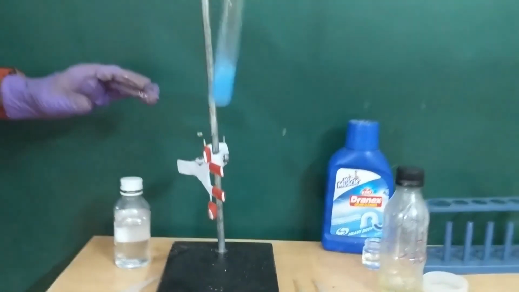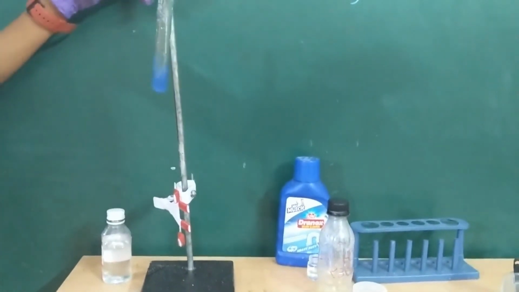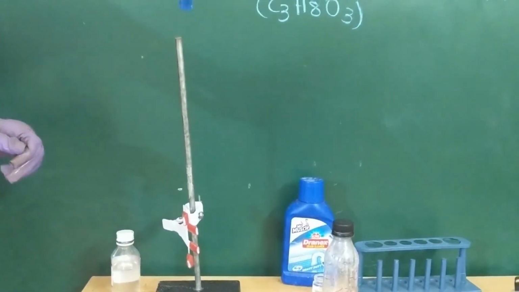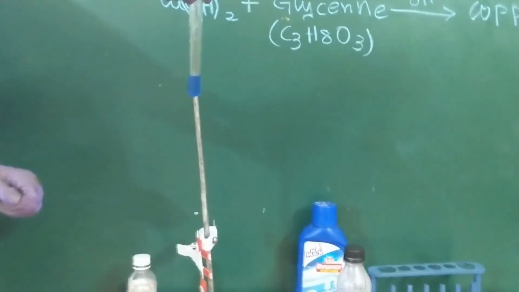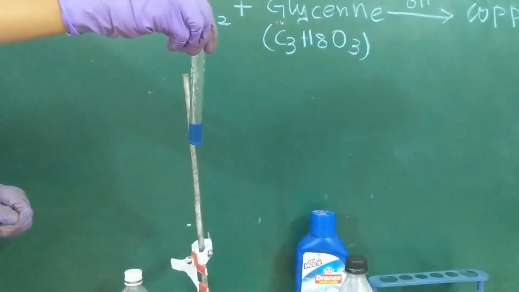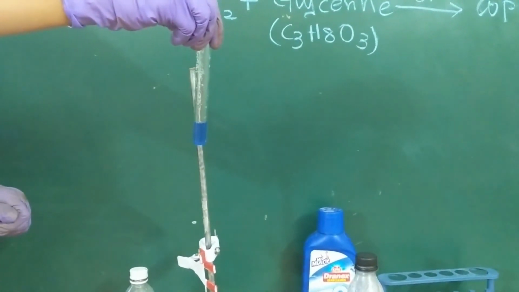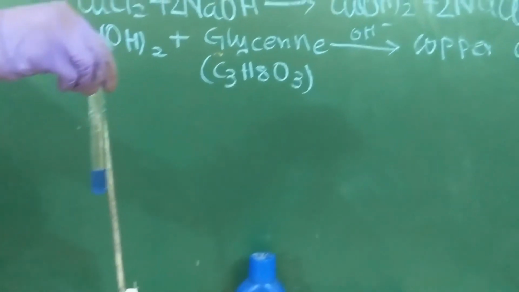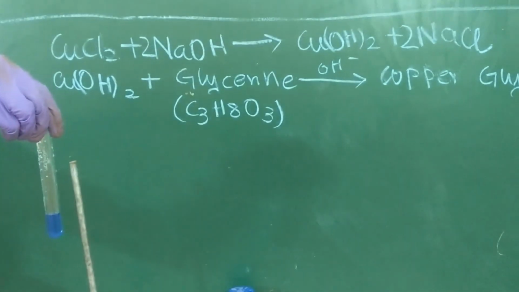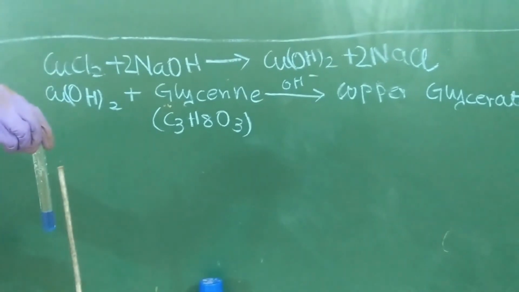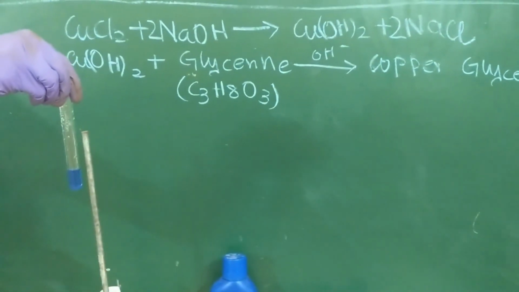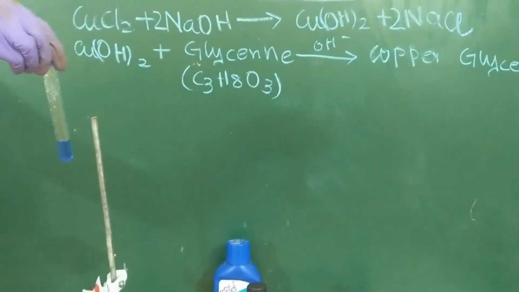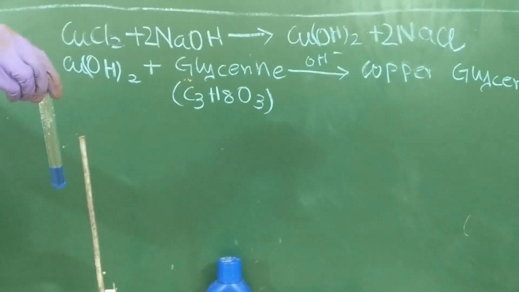Upon shaking, glycerine reacts with copper hydroxide in the presence of more hydroxide ions to give a deep blue solution of copper glycerate. This is a confirmatory test for copper ions that can be used to test for copper in drinking water, because this can only be done when copper is at low concentrations. So in summary, we have used two tests to finally prove the presence of copper in drinking water. Thank you for watching.